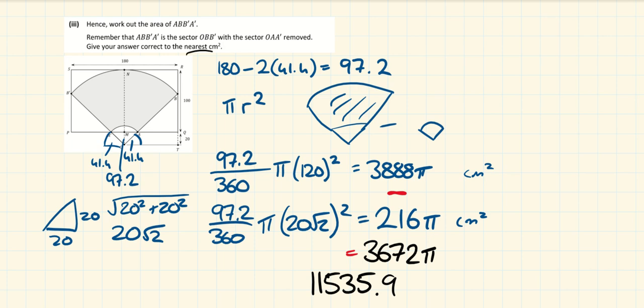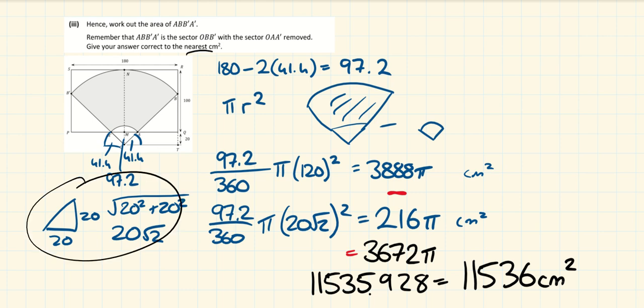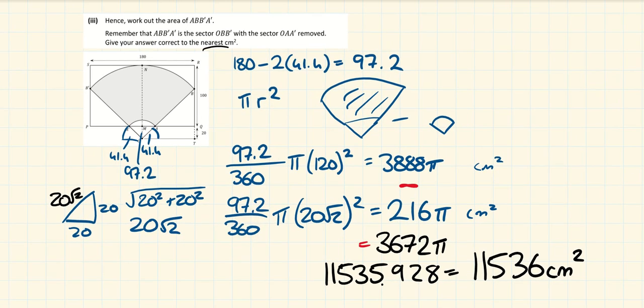11535.9, but it says the nearest centimeter squared, so we're grand. 0.928, and that will give you an approximate 11536 centimeters squared. Okay, so just be careful there. I nearly missed that bit, that the radius is 20 root 2 of the small bit, not 20. Okay, so you can stop and digest that.